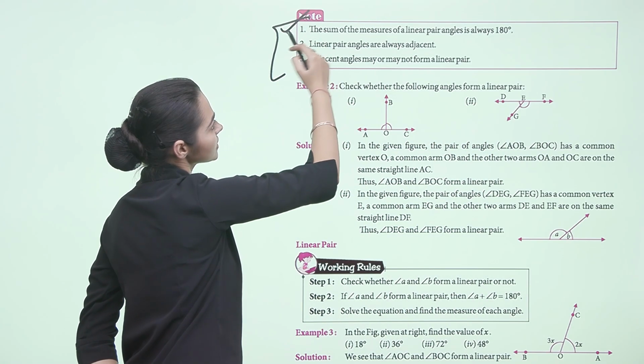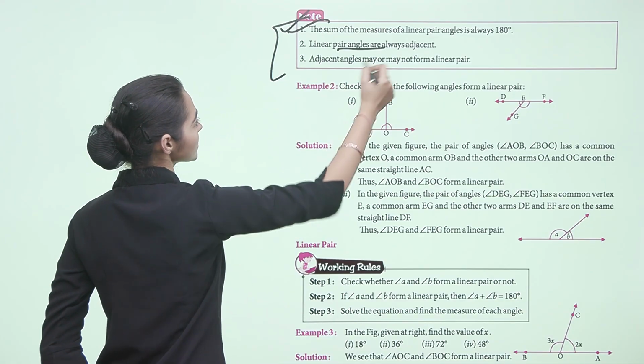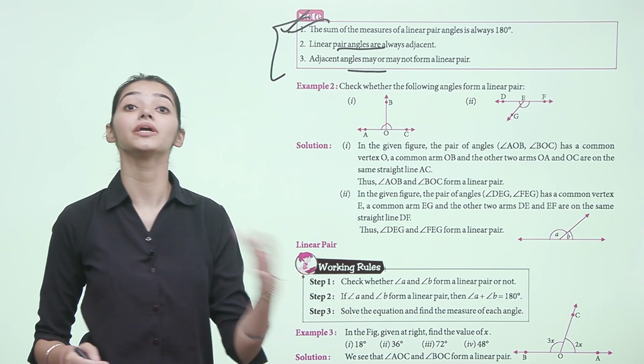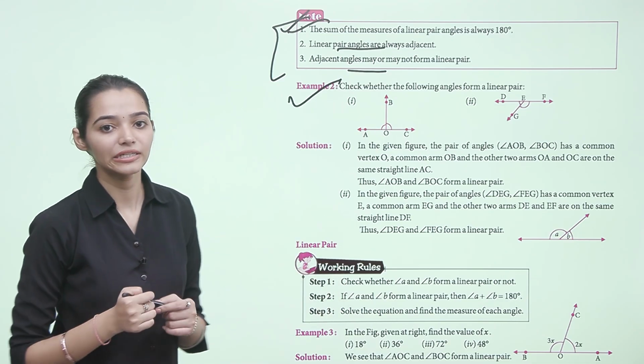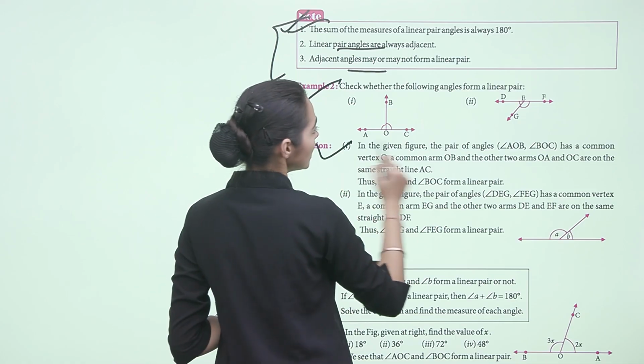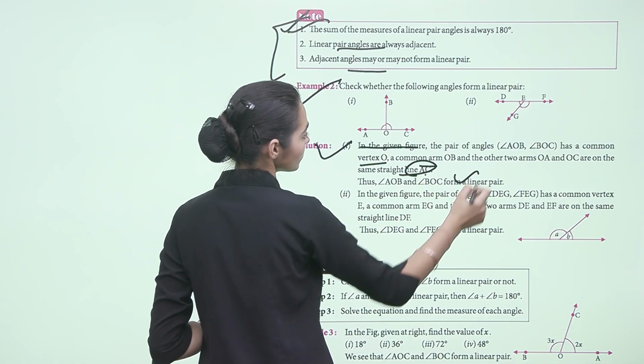Now always remember, the sum of the measures of a linear pair is always 180 degrees. Linear pair angles are always adjacent, but adjacent angles may or may not form a linear pair. Example number 2: here we have to check whether they form a linear pair or not. In the first one, they have a common arm, common vertex and the other two arms lie on a straight line, so they are a linear pair.